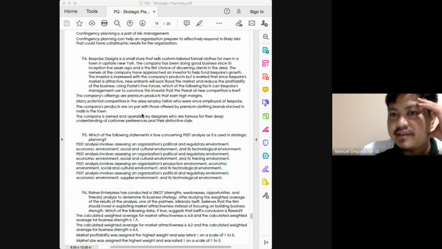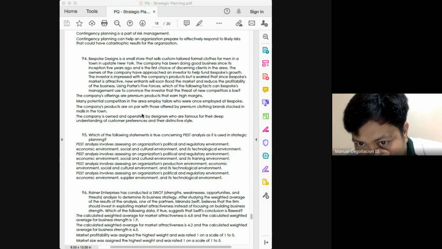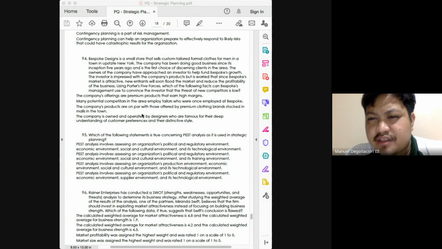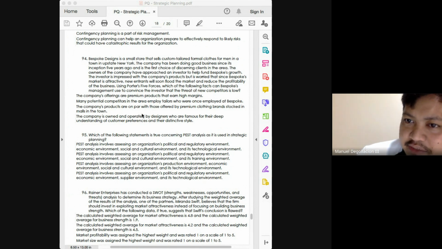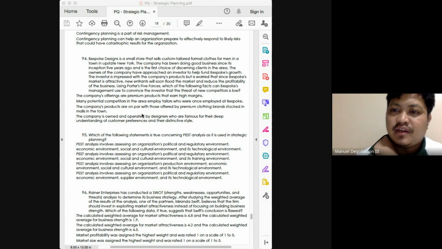94, Bespoke Designs is a small store that sells custom tailored formal clothes for men in a town in upstate New York. Let's go to the question first. Using Porter's five forces, which of the following facts can Bespoke management use to convince the investor that the threat of new competitors is low? The owners of the company have approached an investor to help fund this growth. The investor is impressed with the company's product, but is worried that since Bespoke's market is attractive, new entrants will soon flood the market and reduce the profitability of the business.